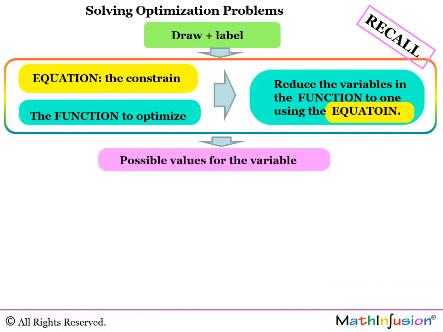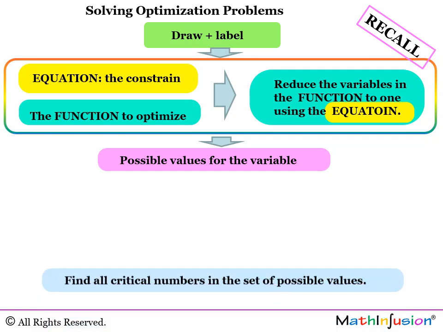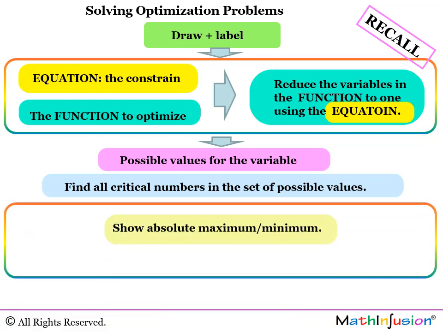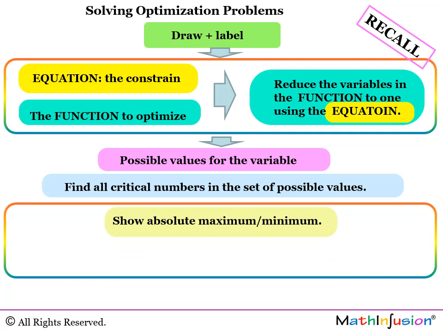Now we are going to think about possible values for the variable. This is the domain of the problem. And in any case, we have to find all the critical numbers in the set of the possible values. Now we have to show that indeed we have the absolute minimum or maximum as needed.